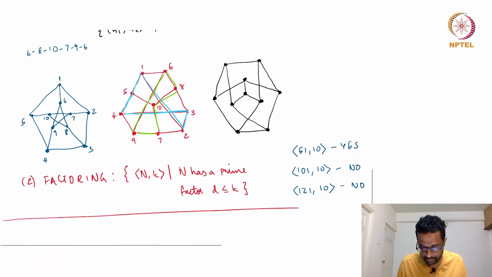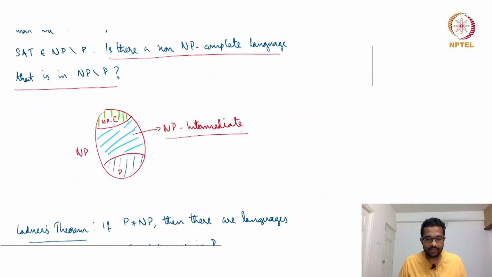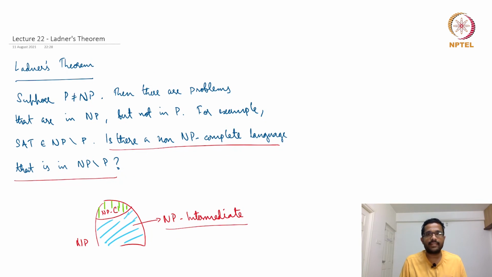Same thing for factoring. So that is about NP intermediate languages and Ladner's theorem, which simply states that if P is not equal to NP, there are NP intermediate languages.